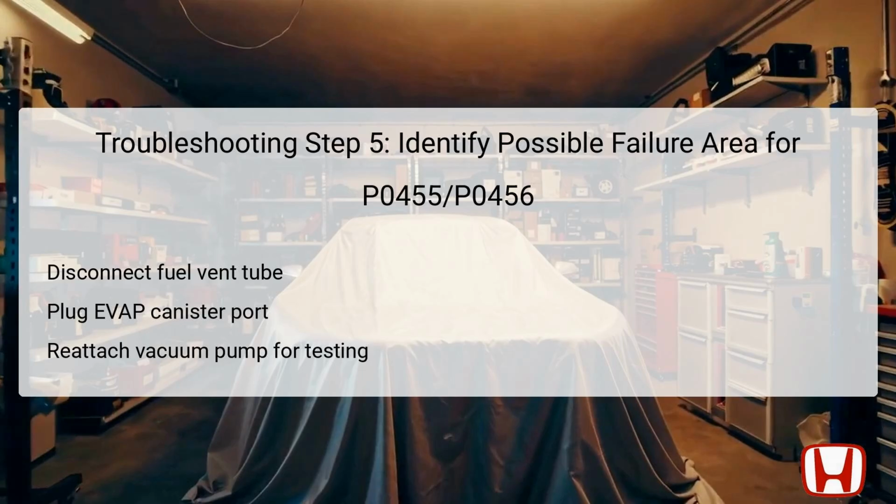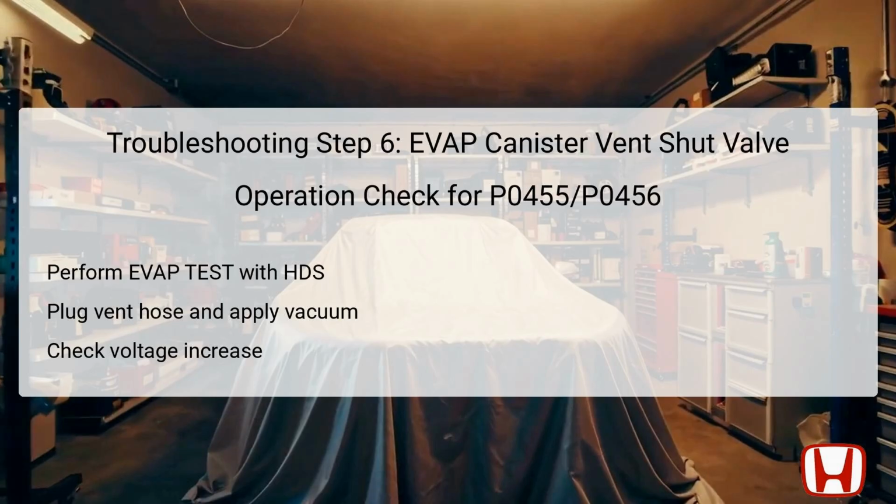The goal is to check if there is a voltage increase of more than 0.2 volts while applying vacuum. This process helps pinpoint the failure area within the EVAP system and leads to effective repairs. The sixth step focuses on checking the operation of the EVAP canister vent shut valve. Select the EVAP test in the HDS and configure the system to actuate the vent valve.